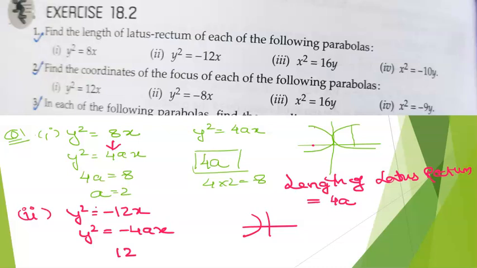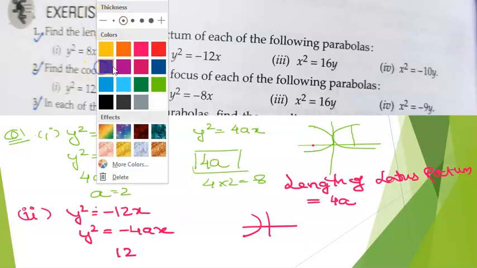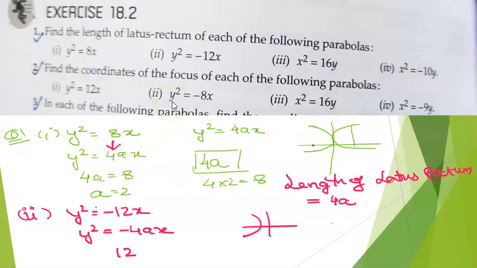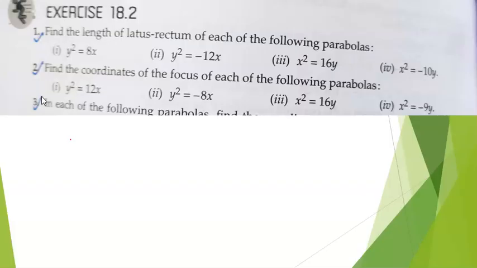Third part, you can see. I'll change the ink so that you can easily differentiate. We'll take another ink, purple. So x square is equal to 16y. Let me change the slide. Now see the third part. It says x square is equal to 16y.